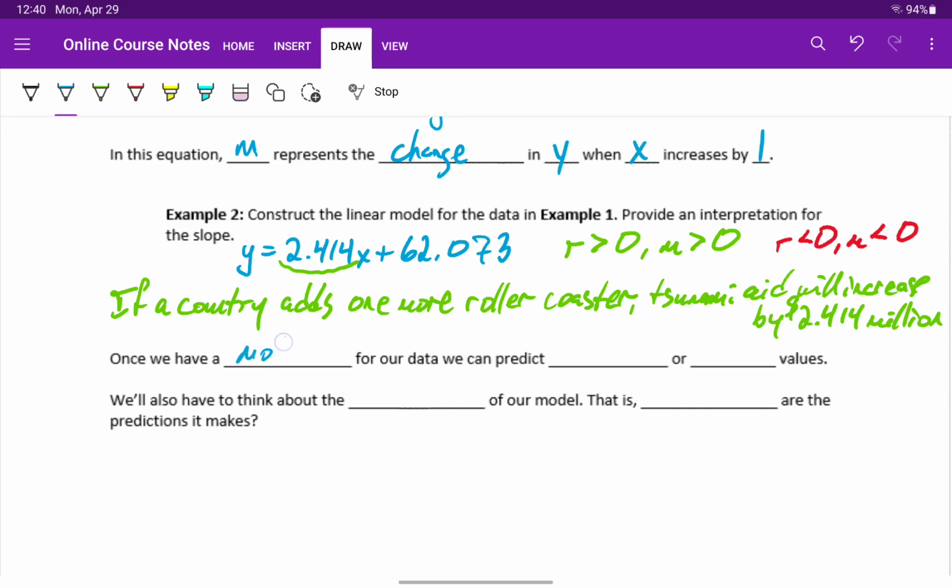Once we have a model, then we can predict future or unknown values, but we'll also have to think about the accuracy of our model, which is how good that model is at making predictions.